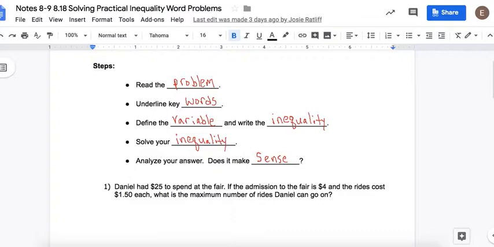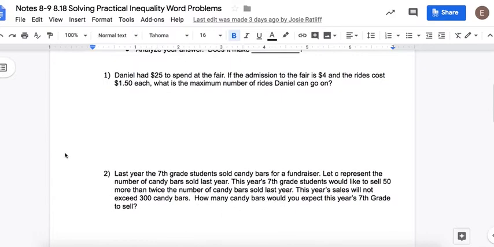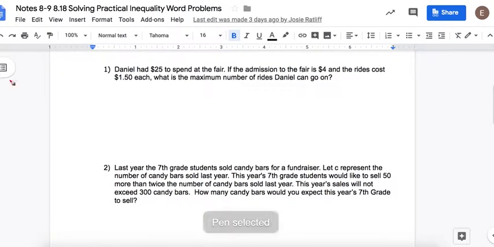Okay, let's look at the first problem. Daniel had $25 to spend at the fair. If the admission to the fair, let's go back and underline this. If the admission to the fair is $4 and the rides cost $1.50 each, what is the maximum number of rides Daniel can go on? So we want to know the maximum number of rides he can go on, so we're looking for R equals rides.